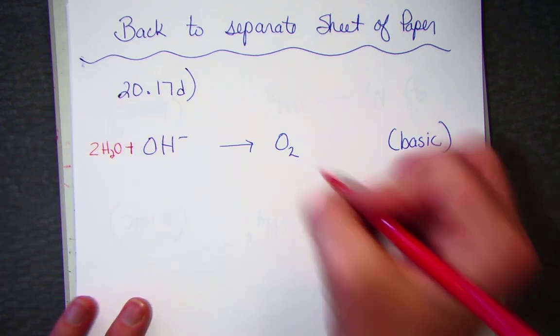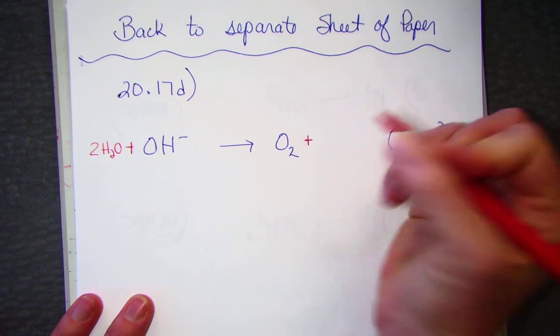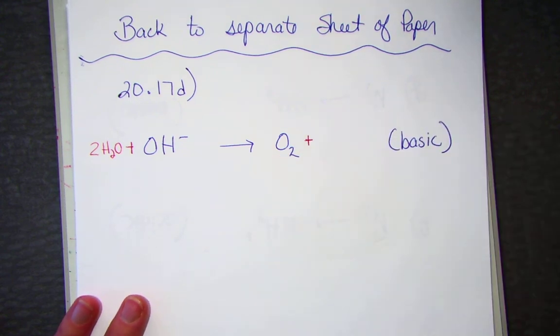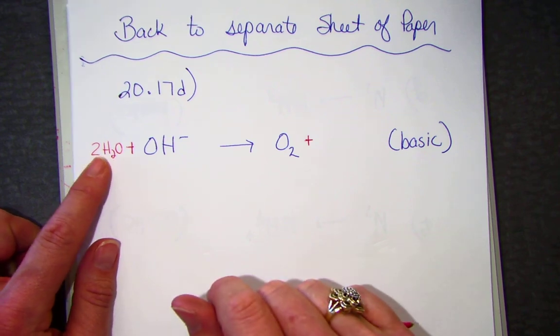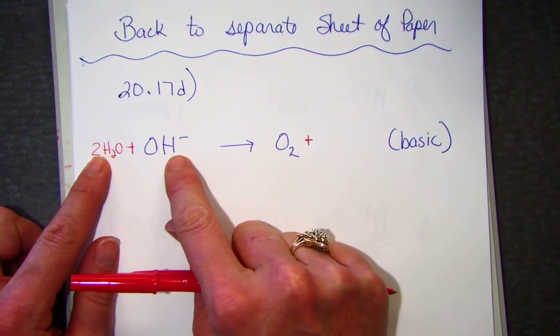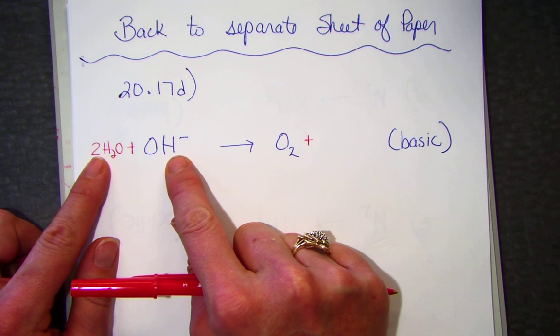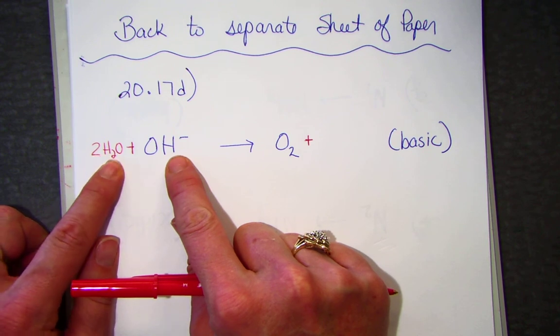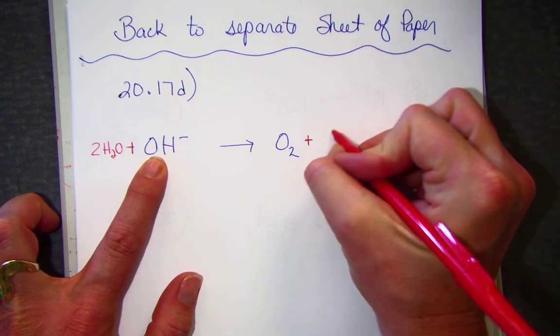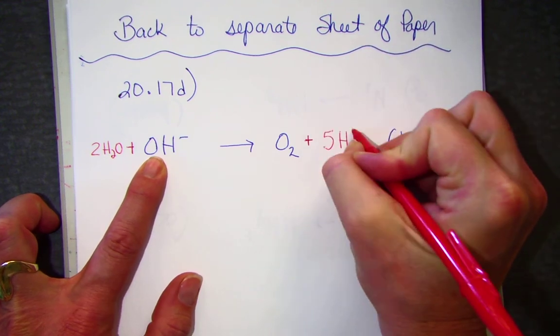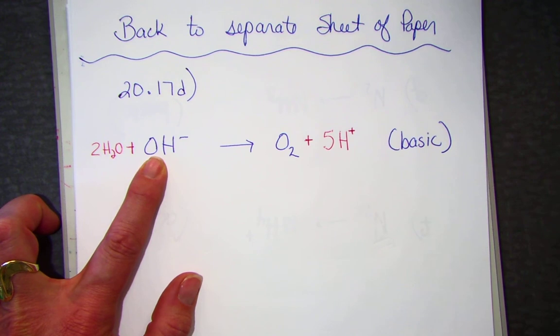Next rule says we have to balance the hydrogens with H positives. Those are called protons. There's 1, 2, 3, 4, 5 hydrogens I'm counting on the left-hand side. 2 times 2 is 4, plus 1 more from the original gives 5. I have to add 5 hydrogen ions.